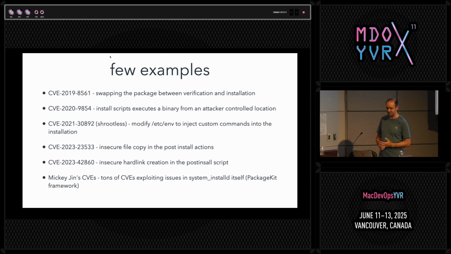And a few others. And then there is Mickey Jin. He has over 50 CVEs on package kit. Like, he's crazy. He's not just finding stuff with packages, he's mostly focusing on the actual framework and exploiting vulnerabilities in the framework itself.